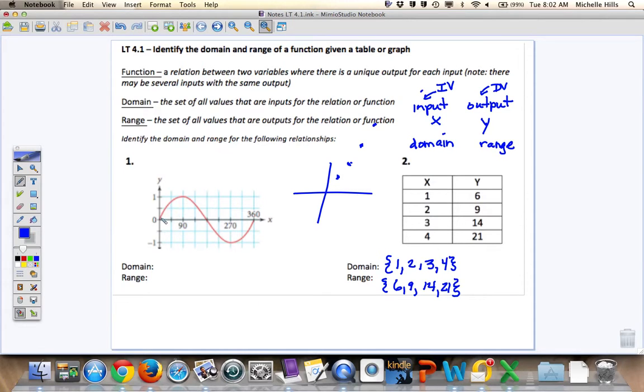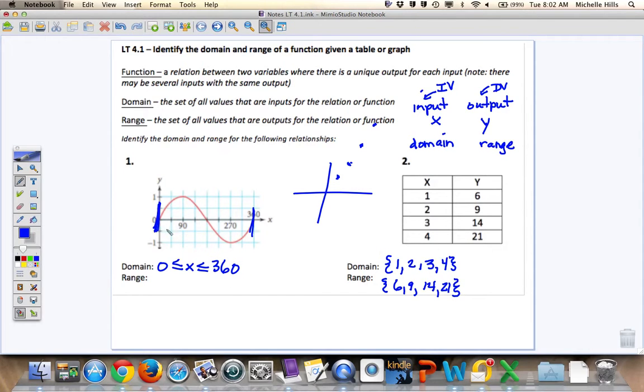These are called continuous functions because it's not just a set of totally separate points that are not connected, like this. This is all connected. So on these, we're going to use what's called interval notation. Domain deals with my x's, and so I look, and the furthest left this goes is where x is 0. So 0 is less than or equal to x, which is less than or equal to, I look at this graph, and the furthest right this curve goes is 360.